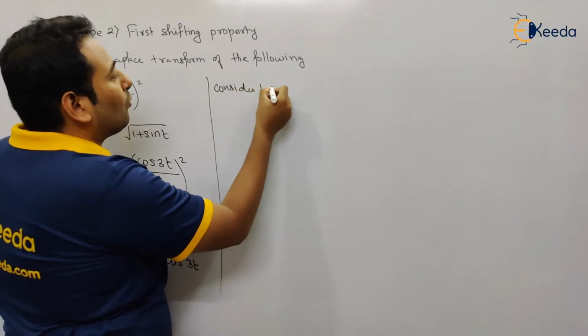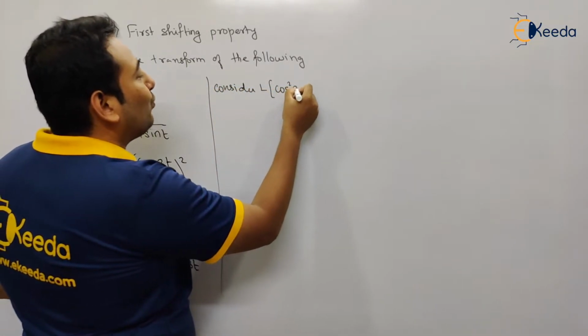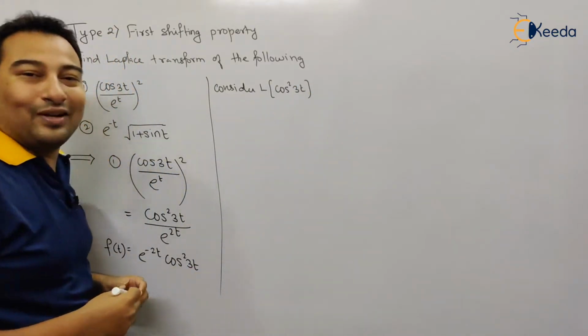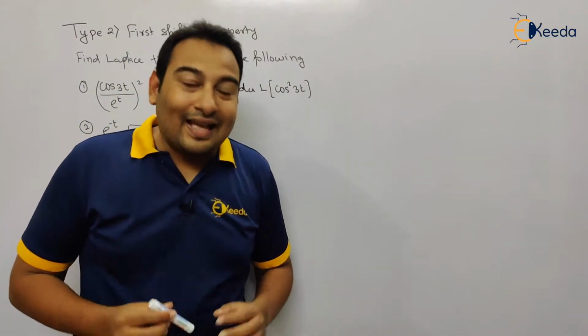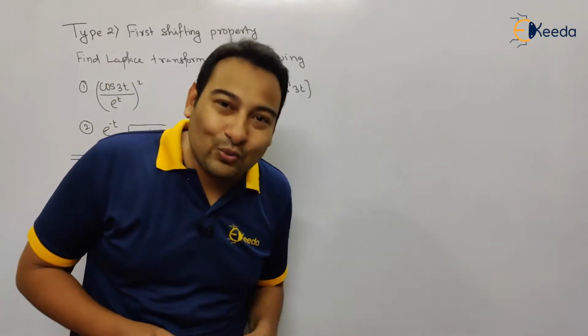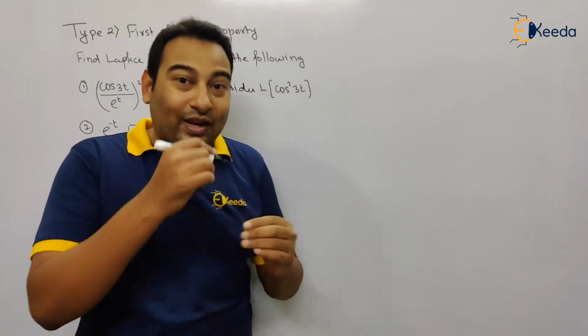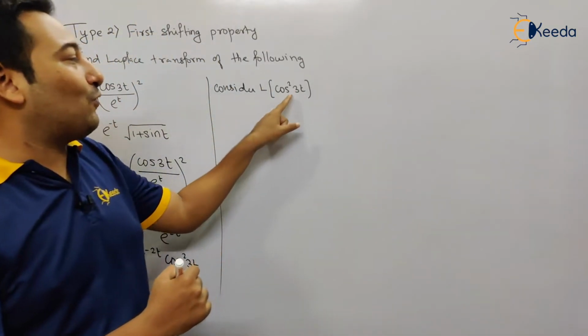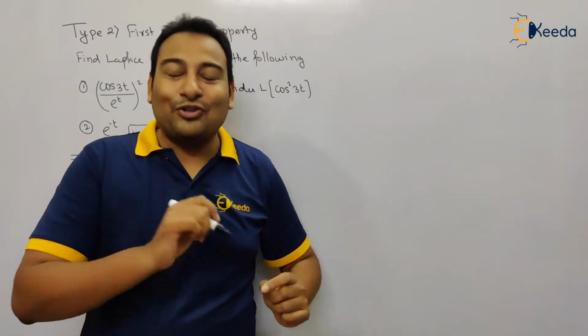So let us first of all find Laplace of cos square 3t. Do you remember how to find Laplace of cos square 3t? Yes or no? A similar problem we have solved in type number 1. We discussed cos square t. Now we are going one step ahead and solving cos square 3t. But your procedure will remain the same.